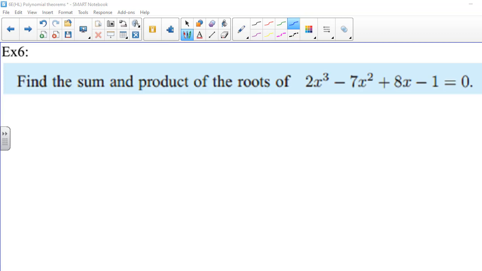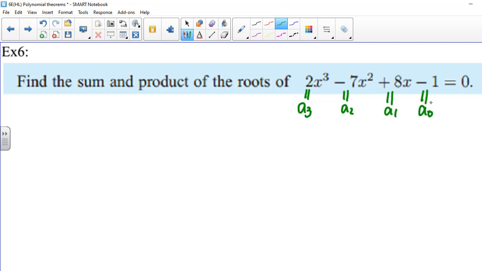Right now, in example 6, let's apply the sum and the product of the roots theorem to find the sum and the products of the roots for this polynomial equation. Let's look at the highest degree is 3. The coefficient of x cubed term is a3. So this x squared term should be a2x squared. So the coefficient of a2 is negative 7. And a1 should be positive 8. The constant term should be a0.